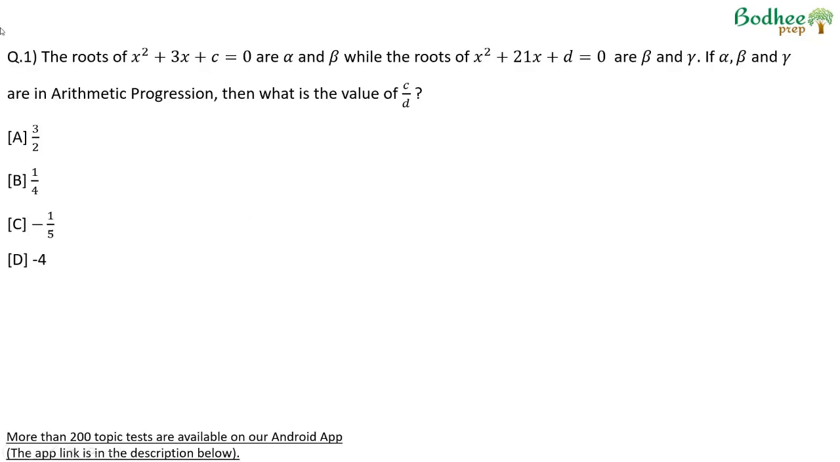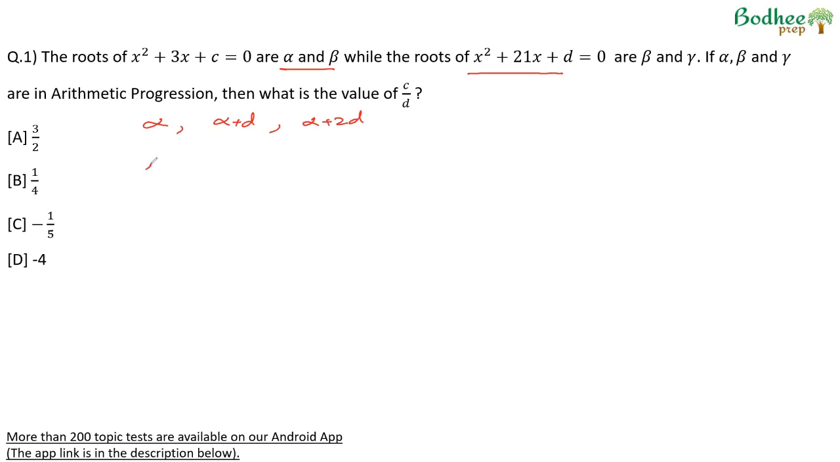If we look at the questions, the first question is: roots of x square plus 3x plus c are alpha and beta, while the roots of x square plus 21x plus d are beta and gamma. If alpha, beta, gamma are in arithmetic progression, we can say alpha is alpha, beta is alpha plus d, gamma is alpha plus 2d.